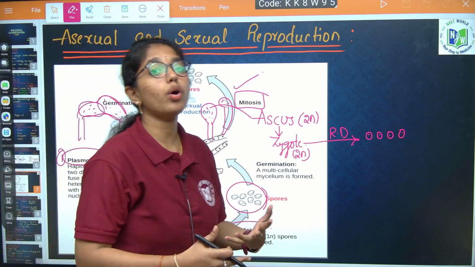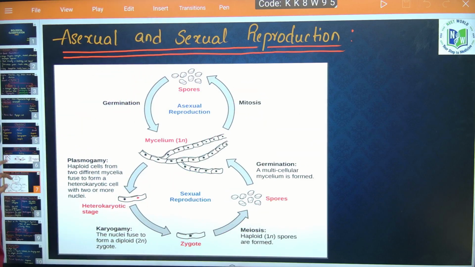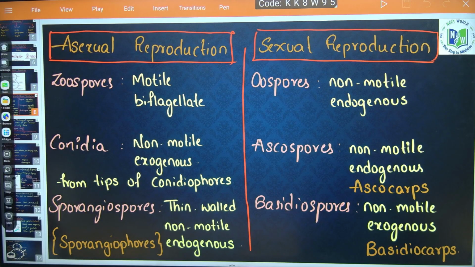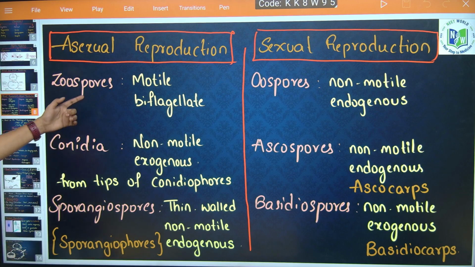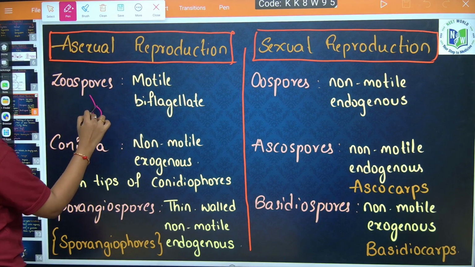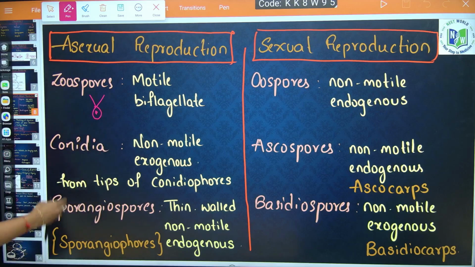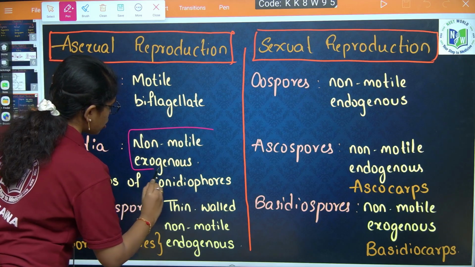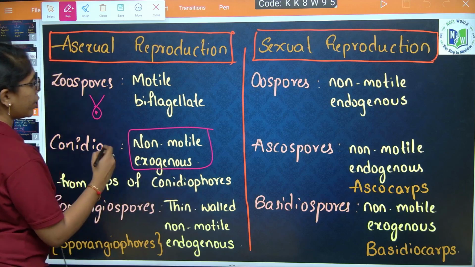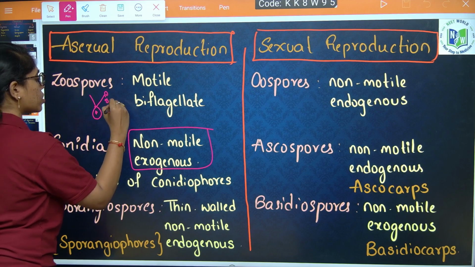Let us understand this in more detail for each class of fungi. Next, for asexual and sexual reproduction, we have different types of spores. Of course, we have discussed them in detail. Zoospores are motile and biflagellate. Conidia are non-motile and exogenous. They are formed at the tips of conidiophores like this. Where are they formed? At the tips of conidiophores like this.